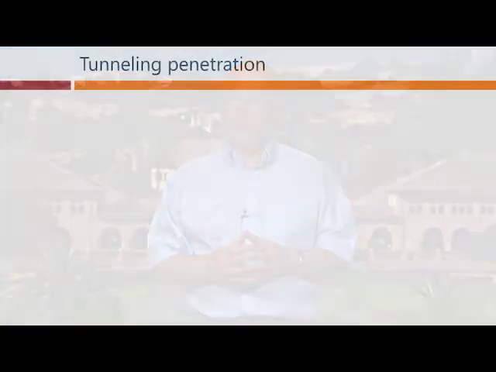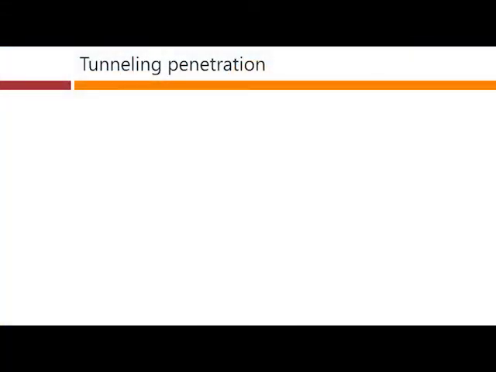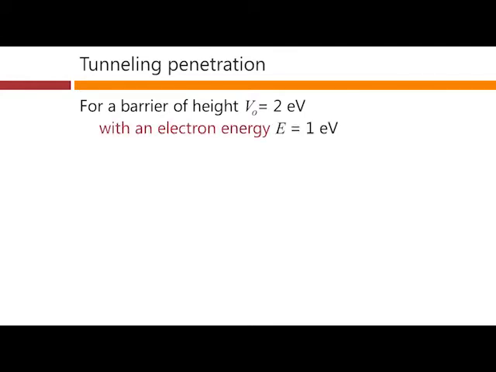But because we have wave behavior of particles like electrons, we can see this exponential or tunneling penetration with electrons too. So let's look at some orders of magnitude here of the sizes that are involved in this tunneling penetration. If we take a barrier of height 2 electron volts and an incident electron energy of 1 electron volt, then our kappa we can calculate from this formula here. So let's look at what that gives.